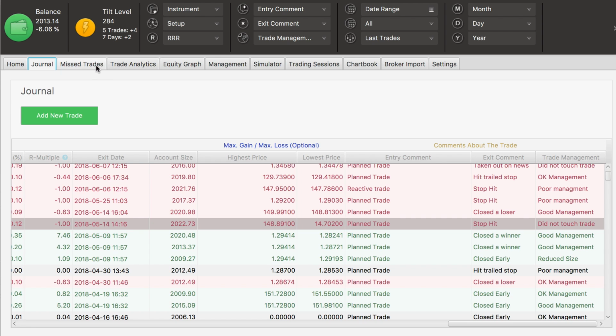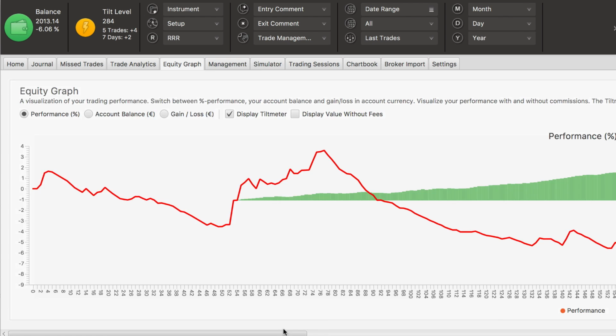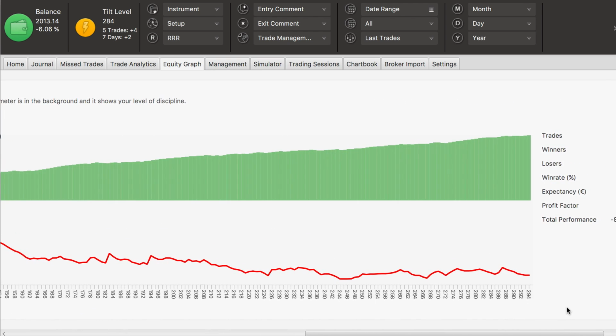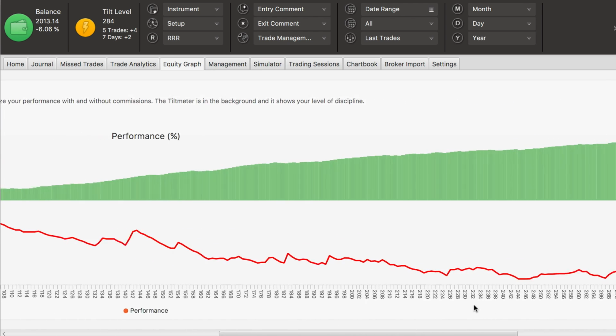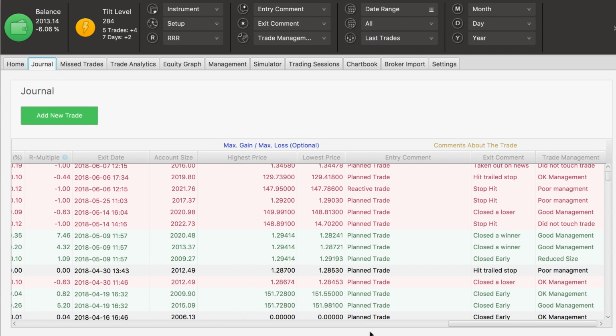Also, what I noticed here in his equity graph, when we look at the tilt meter, you can see his tilt meter seems to be rising sharply and consistently, which is good. But it seems that he should focus a little bit more on his problems and his struggles.